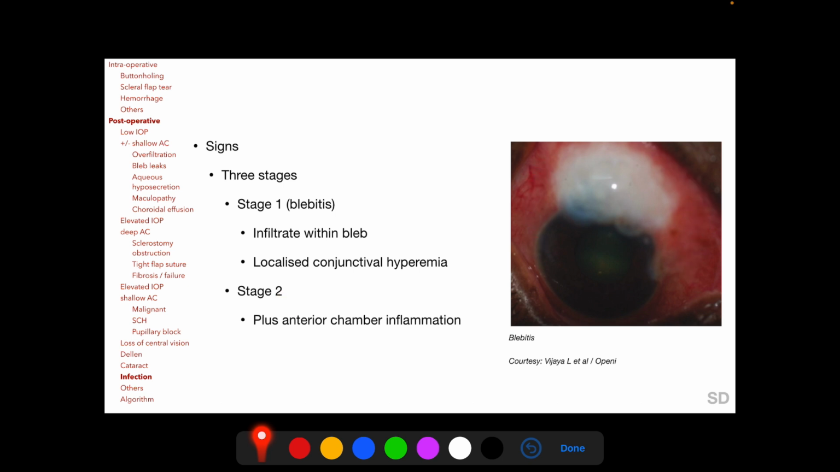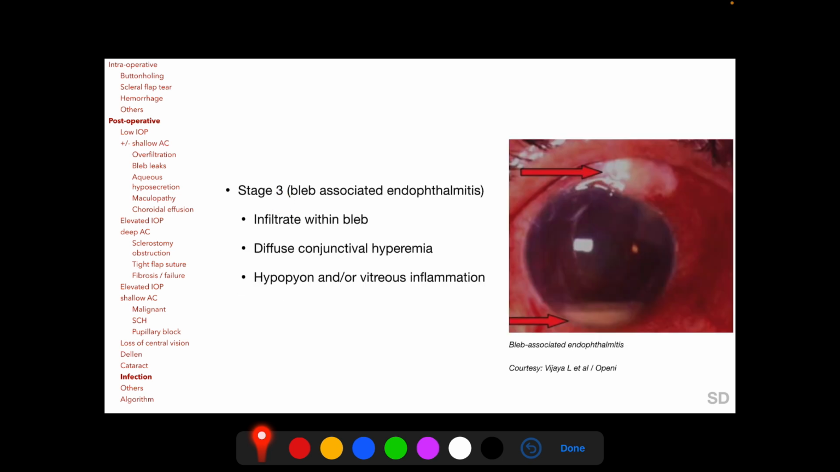In stage 2, in addition to blebitis, we will find anterior chamber inflammation. In the third stage, bleb-associated endophthalmitis, as shown here in this photograph, in addition to infiltrate in the region of the bleb and a diffuse conjunctival hyperemia, we will also find hypopyon and/or vitreous inflammation.